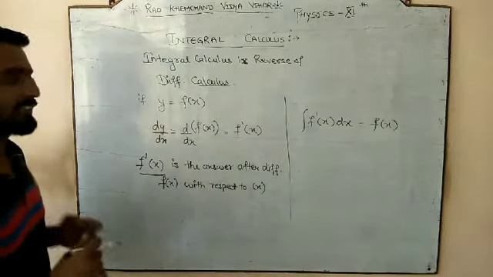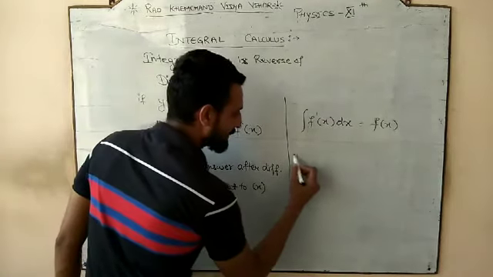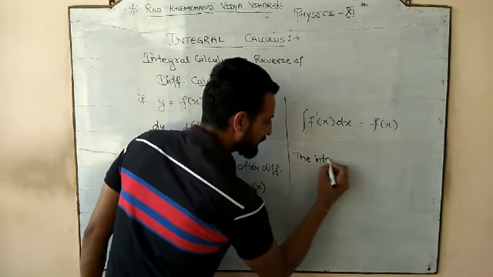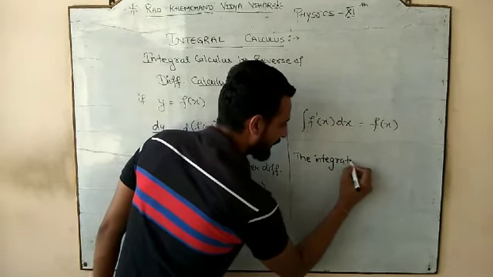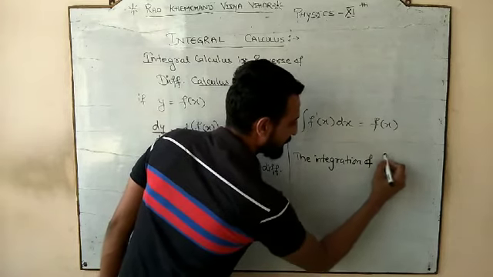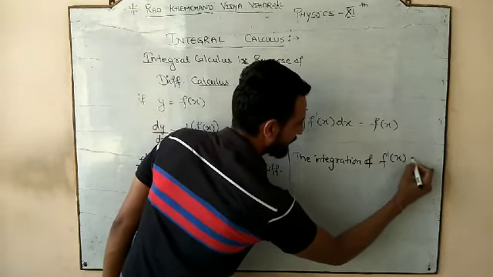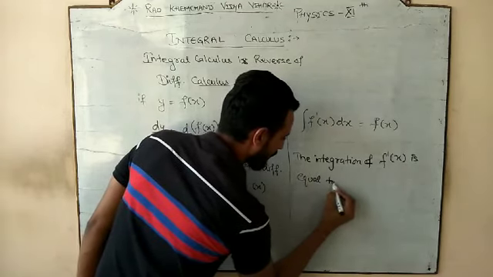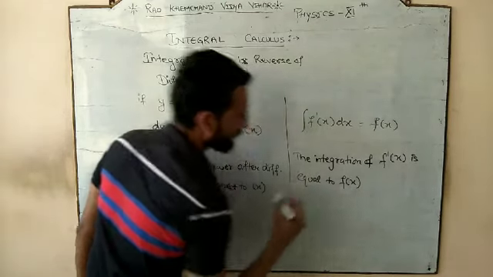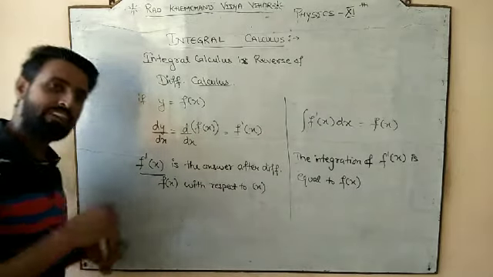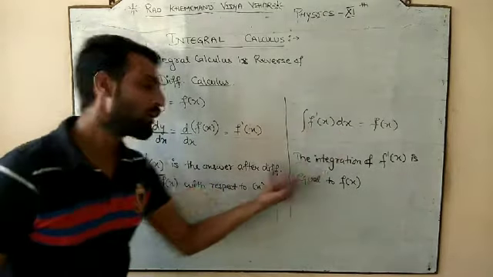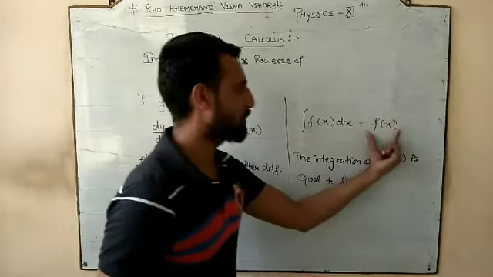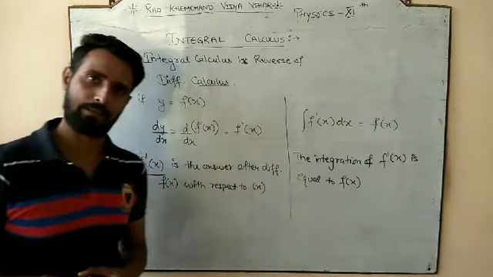Okay, so what is the integral? The integration of f dash x is equal to fx. So the integration of f dash x, a function which is the result of the differentiation of fx, would be fx again.